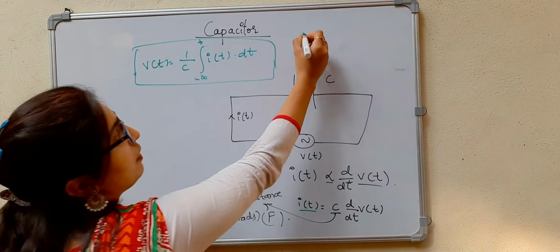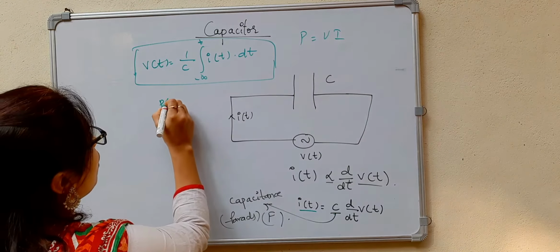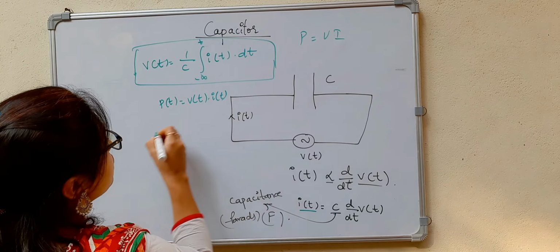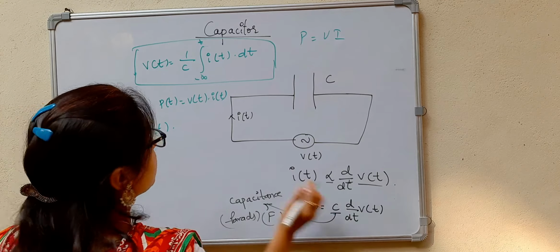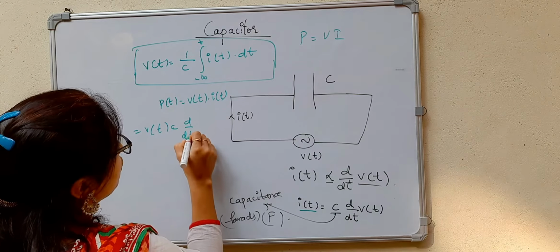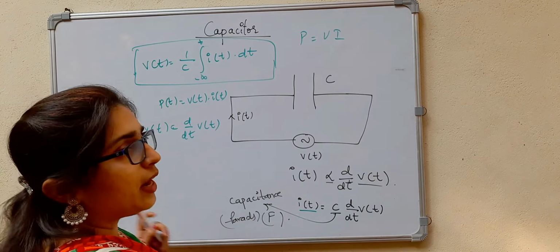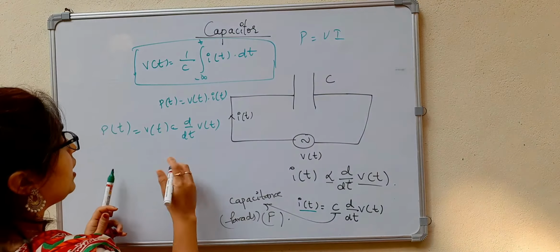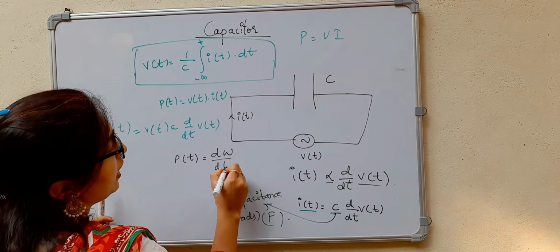Next, you know, power is nothing but voltage into current. So P of t is equal to V of t into i of t. This can be written as V of t into C d by dt V of t. Now we also know that power is the rate of doing work. That means P is equal to dw by dt.